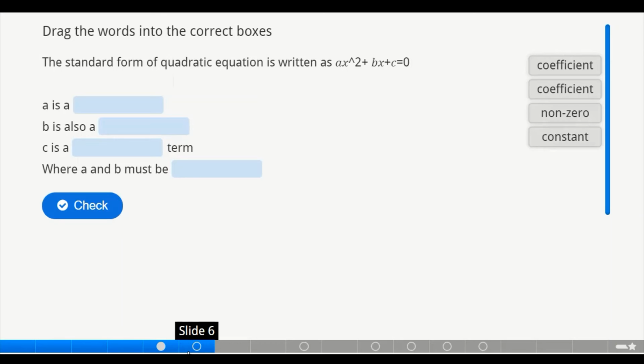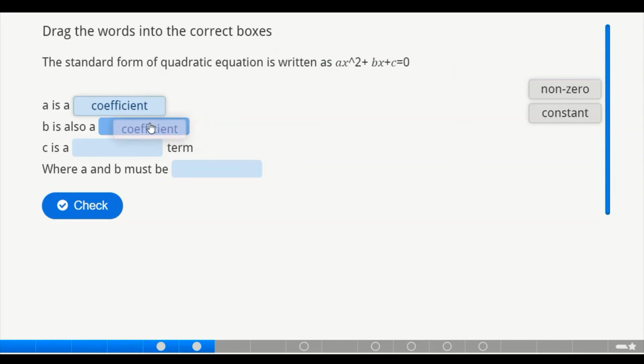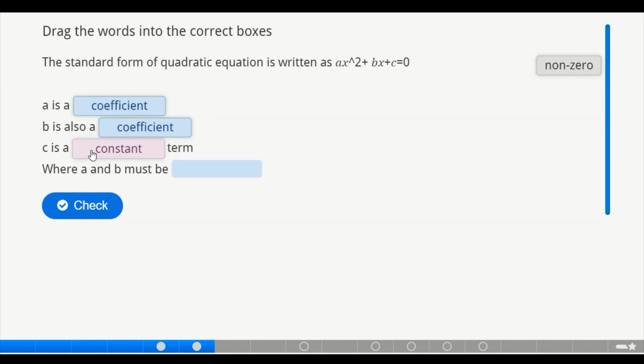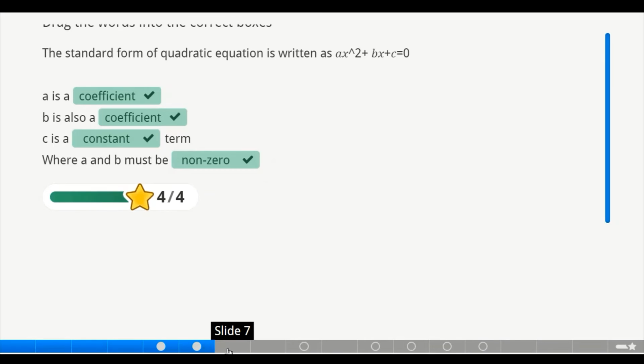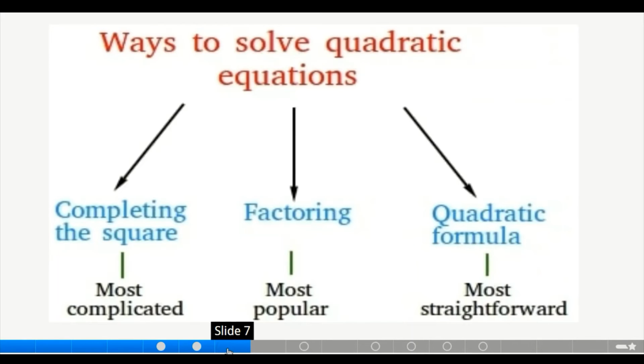Under this, the standard way of rewriting our quadratic equation is ax raised to power 2 plus bx plus c. So a is what? A is a coefficient. I have told us earlier that it can take either a negative value or a positive number. And b is also what? B is also a coefficient. Now c is what? C is a constant term. And I have told us that a and b cannot be what? Cannot take a zero value. So a and b must be non-zero. So let's check.